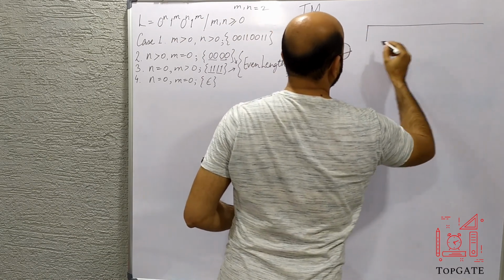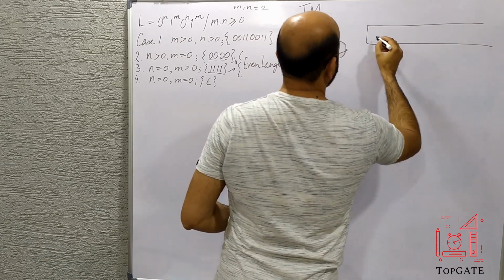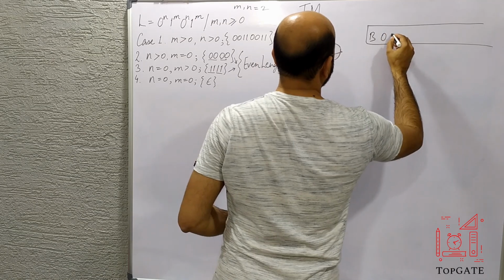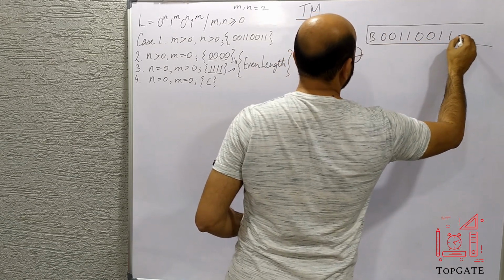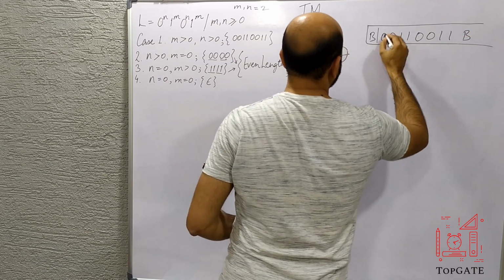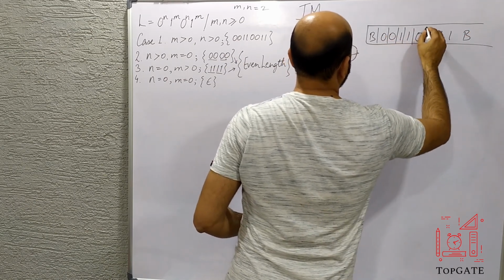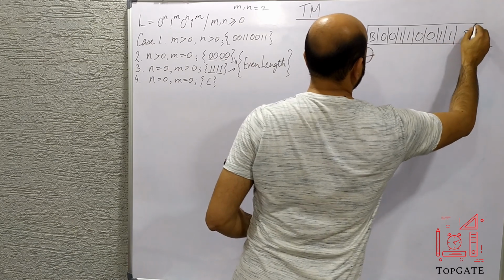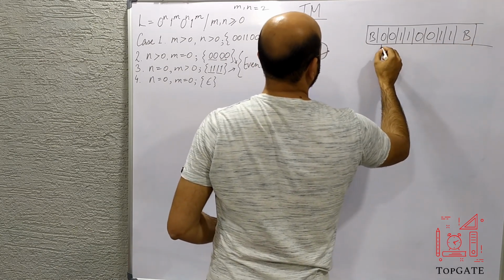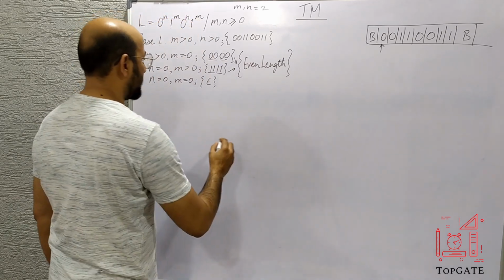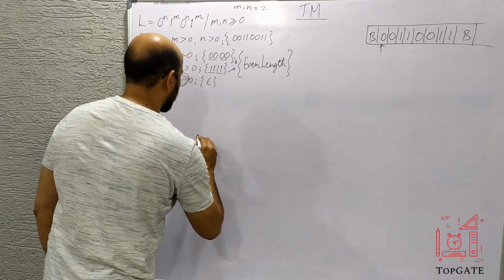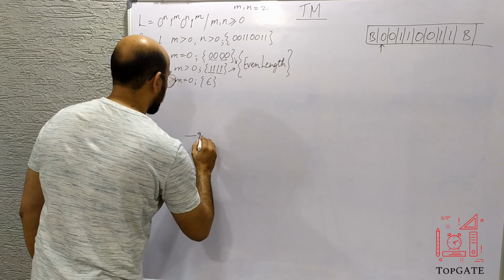And the input tape, the string that I have is 00110011 and then followed by blanks, and the read write head is currently on the first 0. Okay, so let's start doing this one. I'll start with some initial state, say Q0.